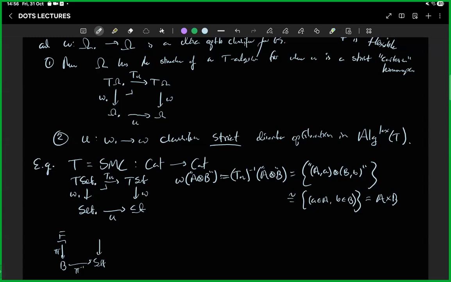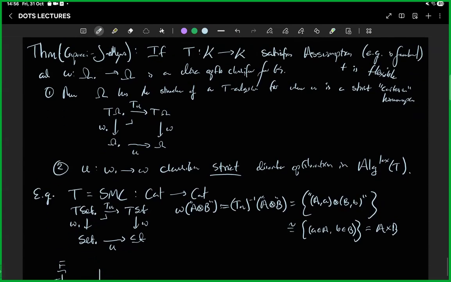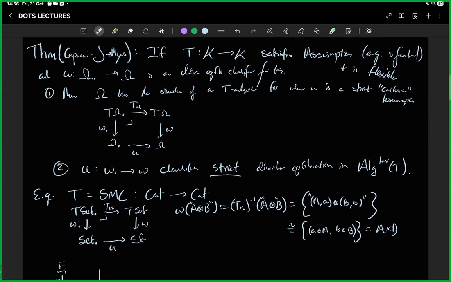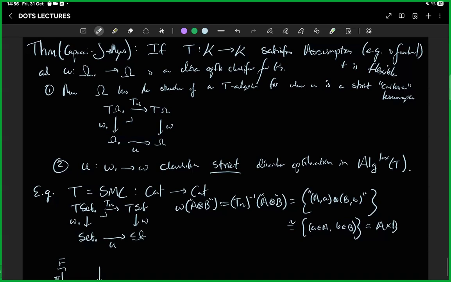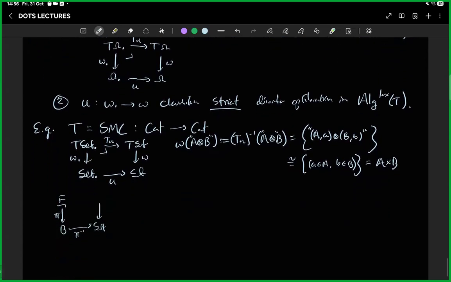And there's a thing you can check, which is that if T satisfies our assumptions, which again I haven't told you, but in particular if it's familial, then being a strict discrete op fibration in Alg-Lax is in fact just being a strict morphism in Alg-Lax whose underlying map is a discrete op fibration, which means that it's significantly easier to check because you check.